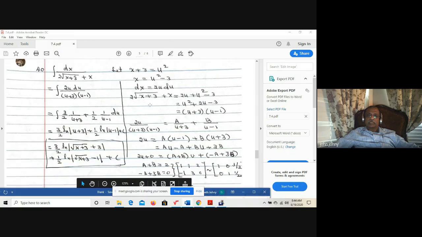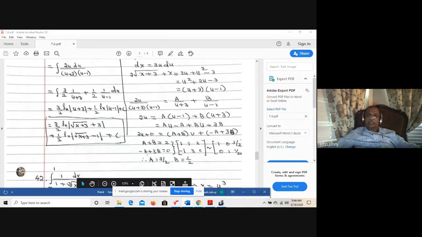And so a plus b is equal to 2, and negative a plus 3b is equal to 0. You solve that. You may use the RREF feature or whichever way you like. You get a is equal to 3/2, b is equal to 1/2. So this becomes 3/2 times 1 over u plus 3 plus 1/2 times 1 over u minus 1. That is 3/2 times natural log of u plus 3 plus 1/2 times natural log of u minus 1 plus c.